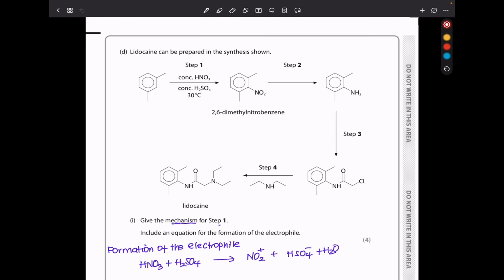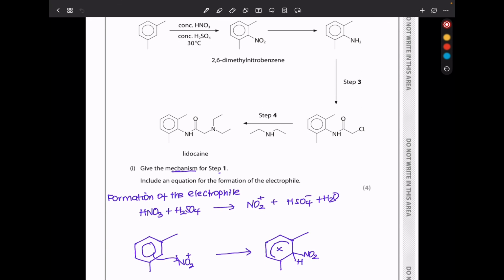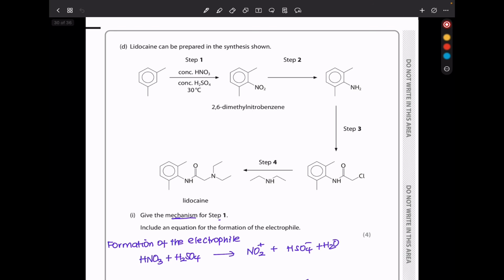And in part D, lidocaine can be prepared in the synthesis shown. We can see it here. They say give the mechanism for part 1. In part 1, this is nitration.